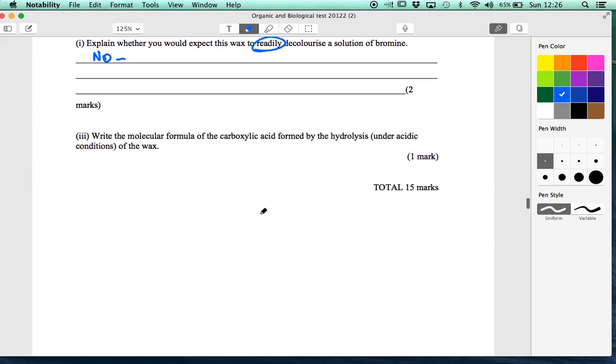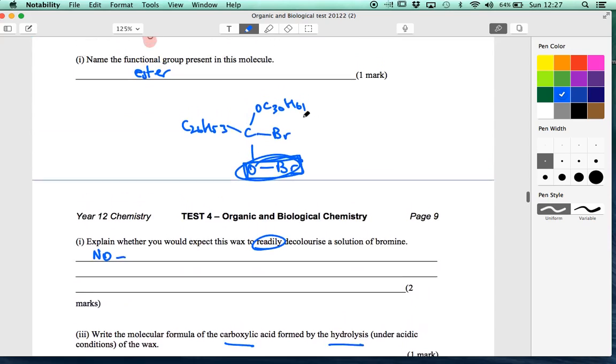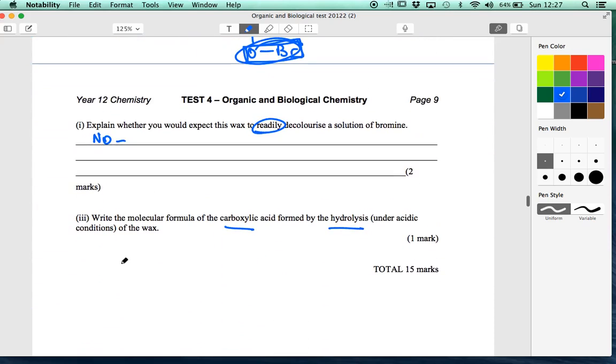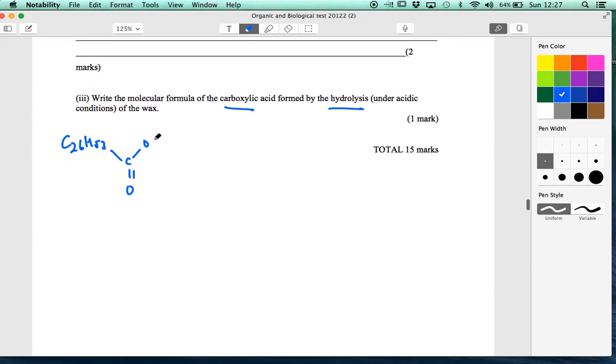Then it goes on to say, write the molecular formula of the carboxylic acid formed by the hydrolysis, under acidic conditions, of the wax. So again, let's look at this. I've got carboxylic acid, I've got hydrolysis, and if we look here, this was an ester group. So we've got C26H53 that went to C with an O. And we know this is an ester from working it out before, so C30H61. So we're going to hydrolyze it.